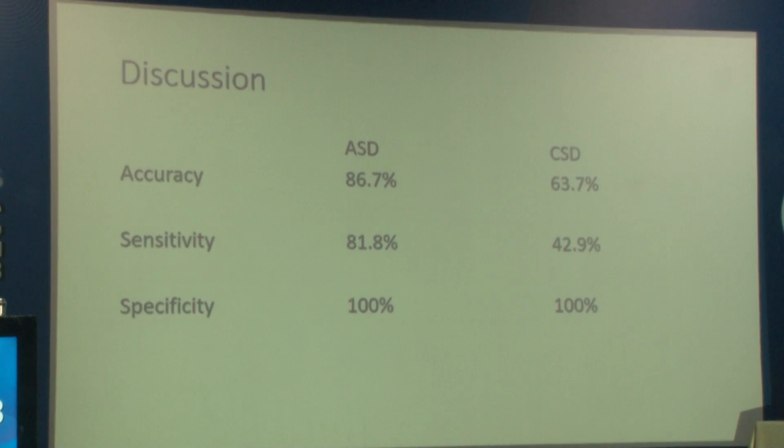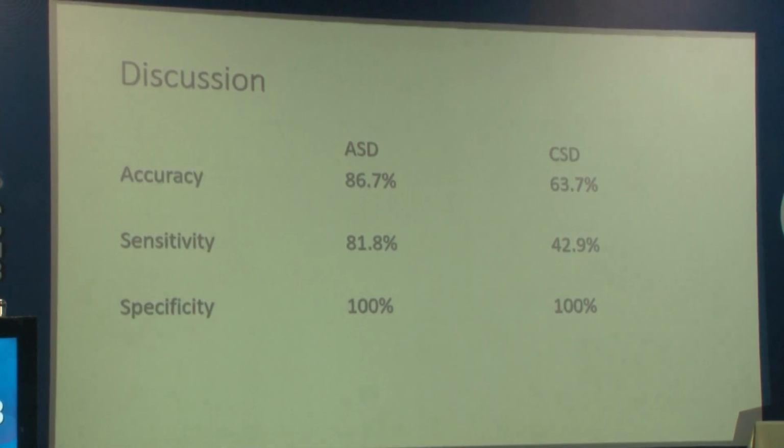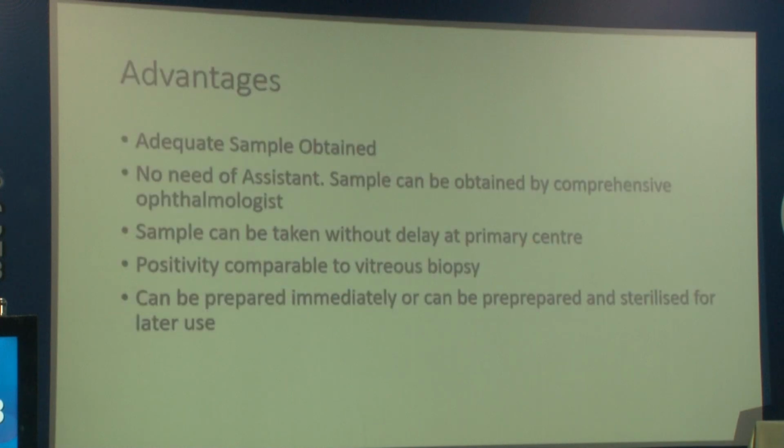So according to these results, the accuracy of the AST came out to be around 86.7% as compared to the conventional technique, which is 63.7%. The sensitivity again was very high, 81.8% as compared to CST, which is 42.9%, and because there were no false positives, it was 100% specific. Moreover, in more patients we were able to collect an adequate amount of sample for processing.